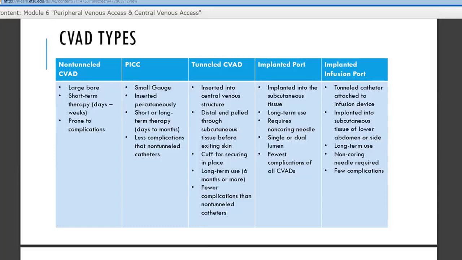These can be single or dual lumen, and you can actually see them underneath the skin, especially on patients who are very emaciated, very slender. Again, fewest complications of all of the central venous access devices. And then we also have implanted infusion ports. These are tunneled catheters that attach to an infusion device. So these are kind of specialty. Don't really see these used a whole lot. Typically we use the implanted port and not the one that's separate and individual that can be used at different times. But it's kind of the same concept.